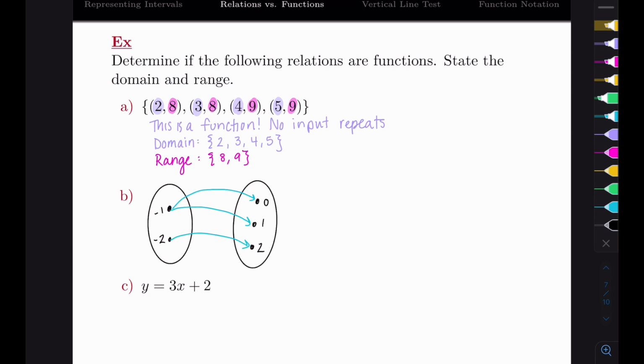For this next one, we really, again, just have coordinate pairs laid out in a slightly different way. So each one of these corresponds to a pair. Like this is -1, 0. This is -1, 1. And this one is -2, 2. So right off the bat, when I look at this input value, because you see my arrows are going out of it, -1 is my input, it has 2 different y values corresponding to it. So this one is not a function.